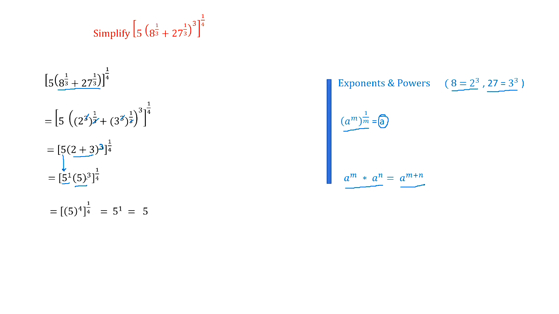power 4. Again we will use the same formula, a power m whole power 1 by m, which is a, as m and this m will get cancelled. In the same way, this 4 and this 4 will get cancelled. So we are left with 5.